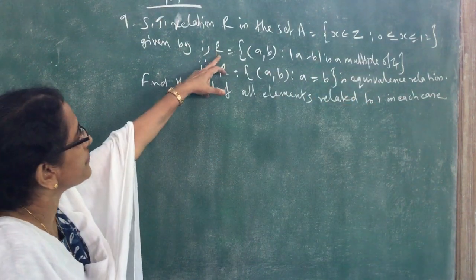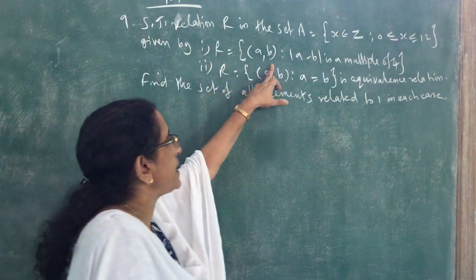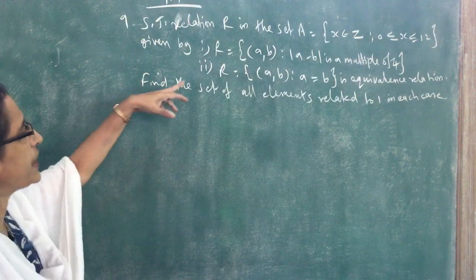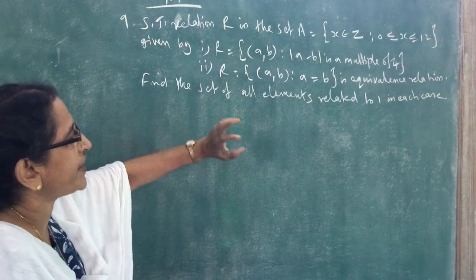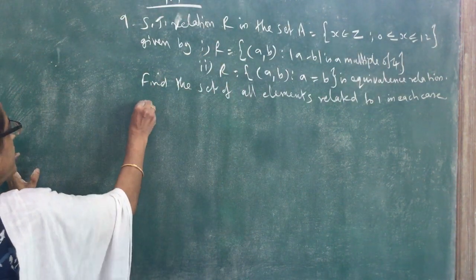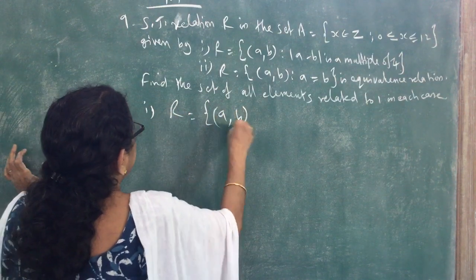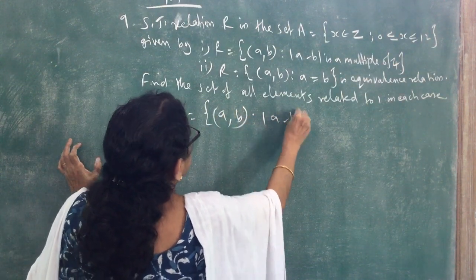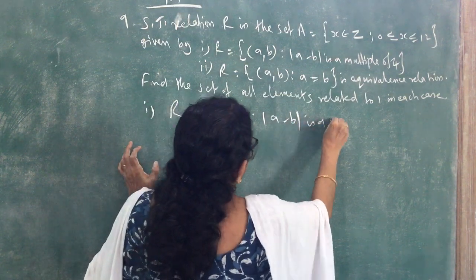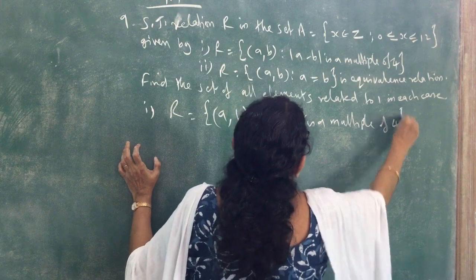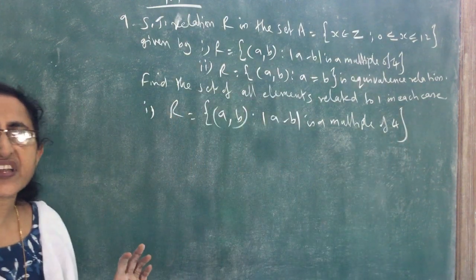First consider the first relation R, the set of all ordered pairs (a, b) such that modulus a minus b is a multiple of 4. First we can prove this is an equivalence relation. So first, we can prove it is reflexive.